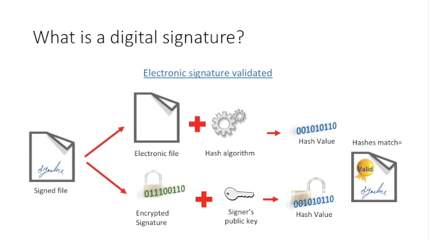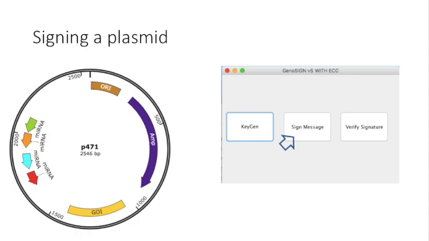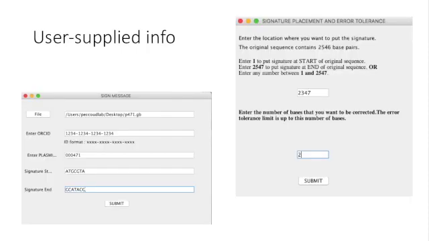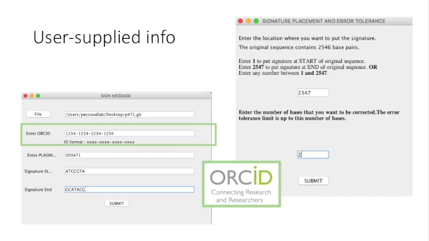To test the feasibility of applying digital signatures to DNA, we've developed a pilot software that generates digital signatures for plasmids. In this scheme, the signer provides several user inputs, starting with their ORCID. ORCID stands for Open Research and Contributor ID, and ORCID is a nonprofit organization that uniquely identifies researchers using a 16-digit number.